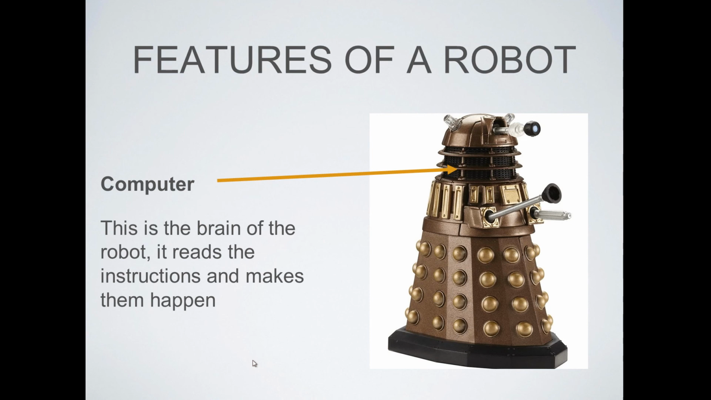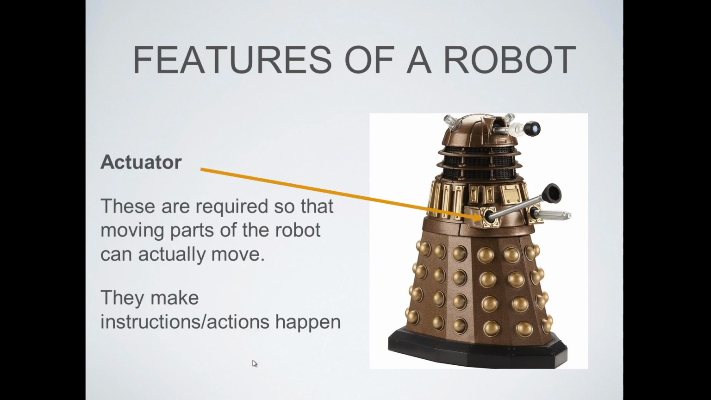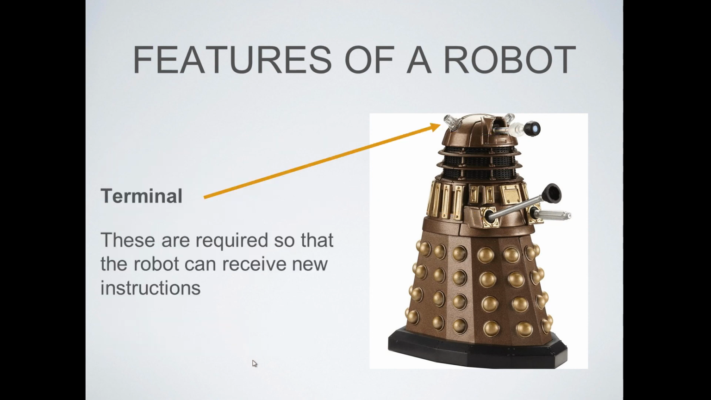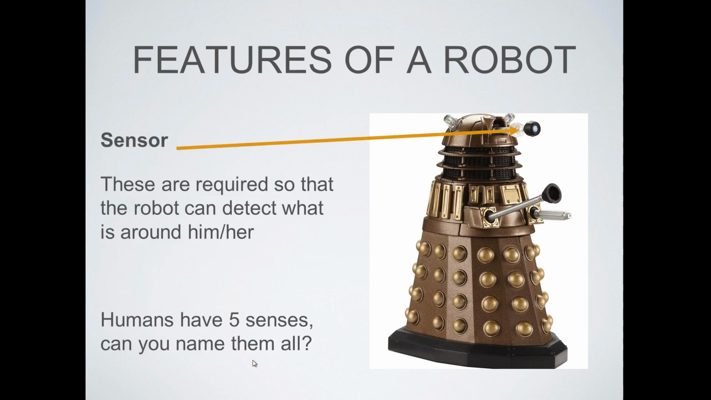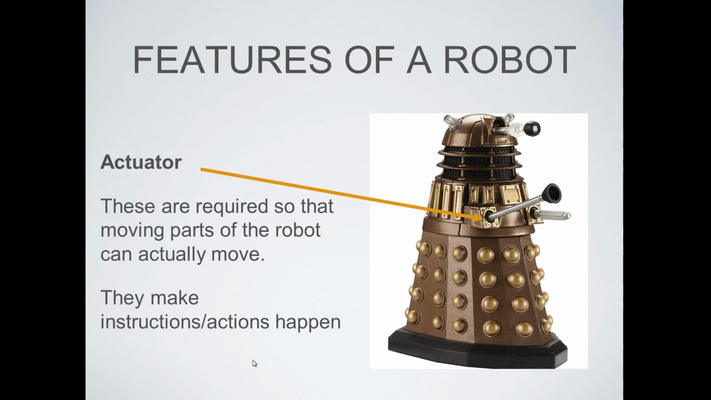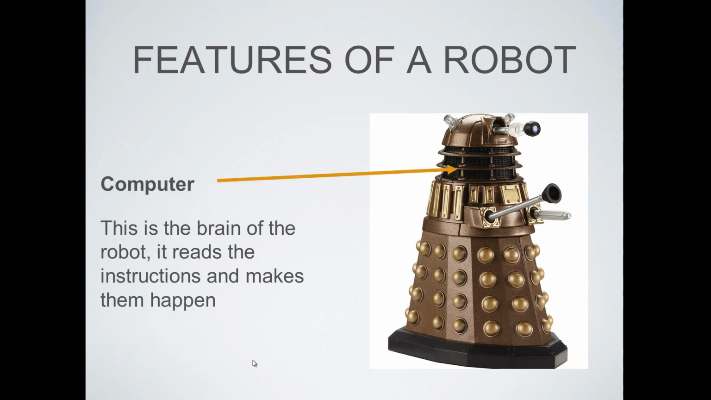They receive instructions. The computer inside the robot processes those instructions, and then it might use the actuators to actually make the robot do something. So robots have a terminal, sensors, actuators, and a computer. Now then, we'll stop again, and if you can have a chat in your pairs or in groups about what you've learnt so far in this presentation and feed that information back to your teacher.